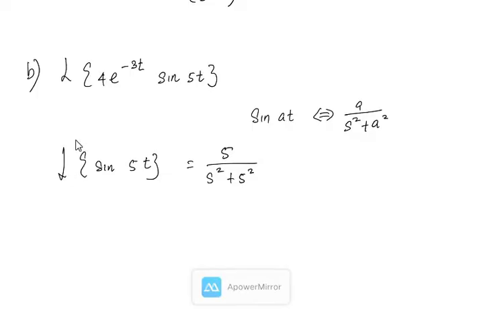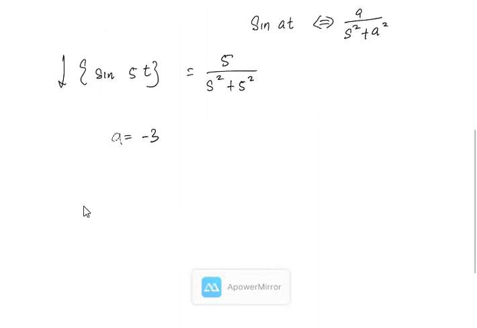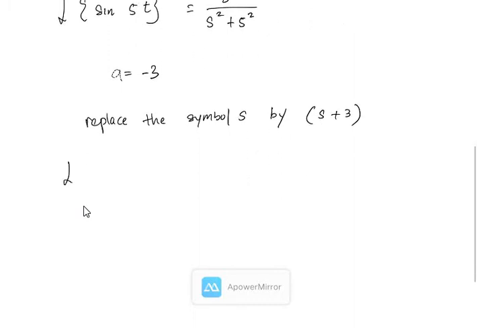So the case now is negative 3t, which means that a is equal to negative 3. So we replace the symbol s by s plus 3. So now you will get like this.